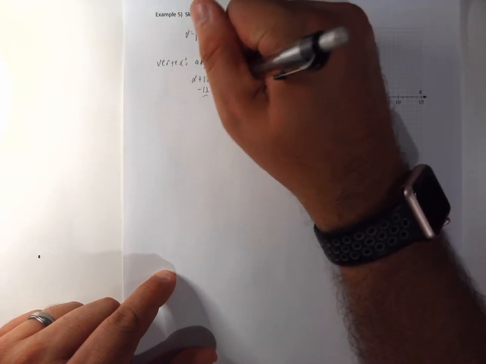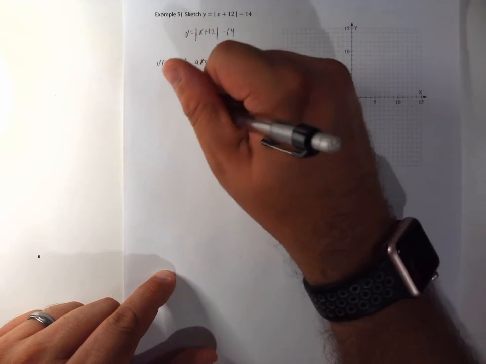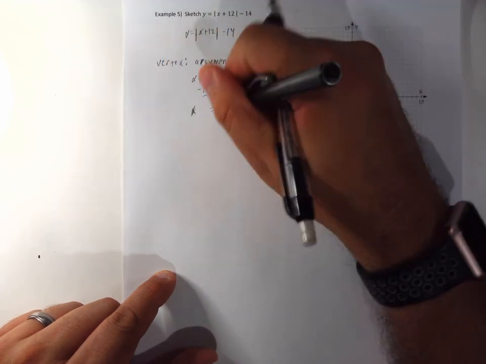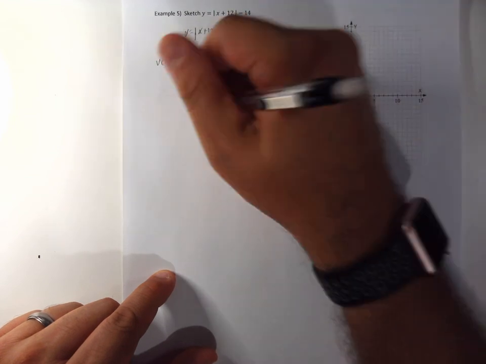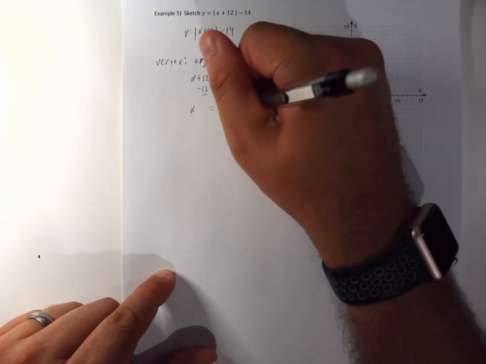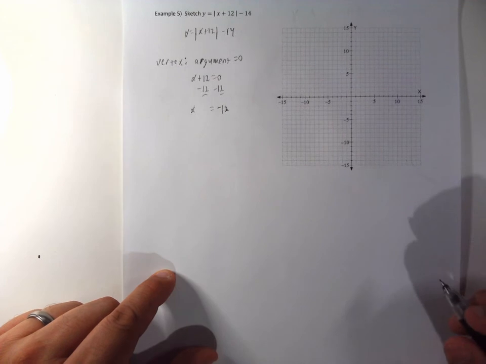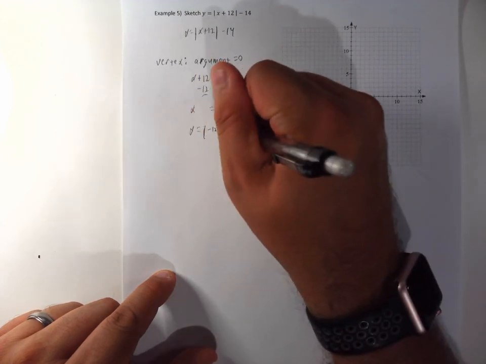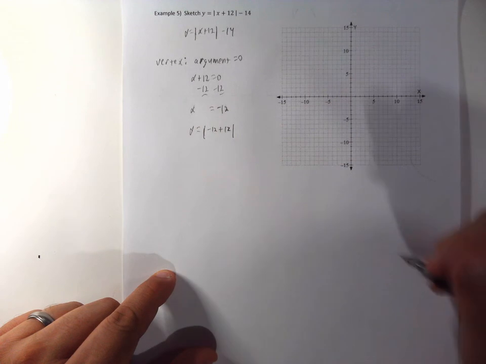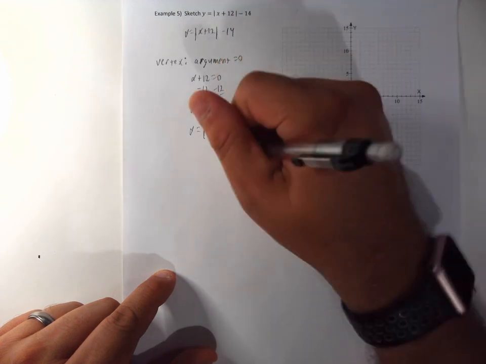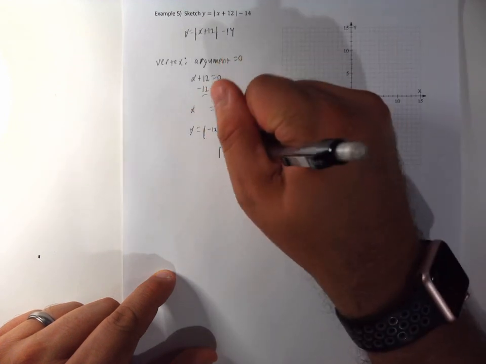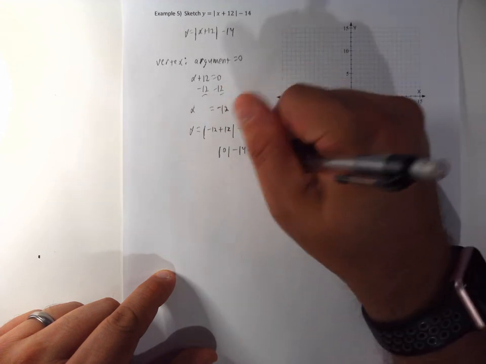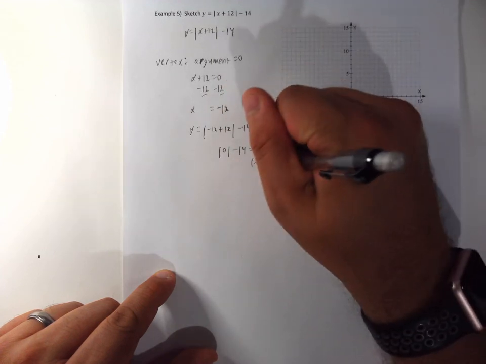Subtract 12, and x is negative 12. Now, if x is negative 12, y would equal the absolute value of negative 12 plus 12 minus 14, which is the absolute value of 0. 0 take away 14 is negative 14, so the vertex is negative 12, negative 14.